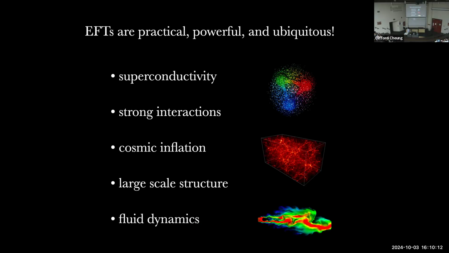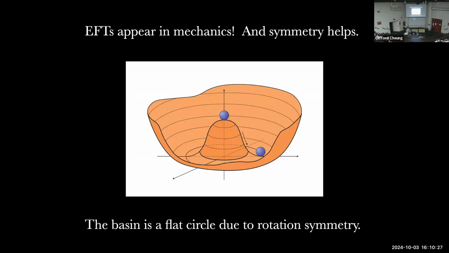Famously, it was invented for a theory of superconductivity, also for the physics of the strong interactions, but it's been generalized in many different ways, including to inflation, large-scale structure, fluid dynamics, dark matter. There's tons of EFTs. Let me tell you the basic idea of an EFT with a classical mechanics model. Imagine you have a potential for a ball at the bottom of a wine bottle here. It's a two-dimensional particle in the sense that it can move in the radial direction and in the angular direction. This is just literally a particle in this potential.